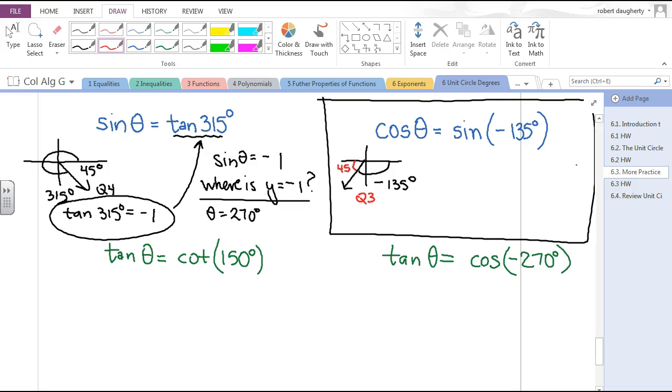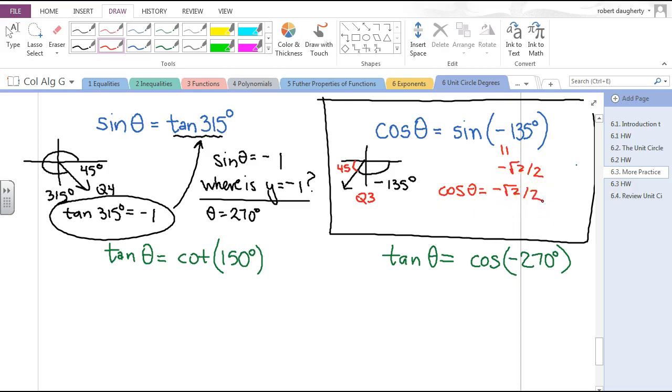The y value at 45 degrees is square root of 2 over 2. What is the value of sine in the third quadrant? Negative. So this is equal to negative square root of 2 over 2. So the problem becomes cosine of theta equals negative square root of 2 over 2.